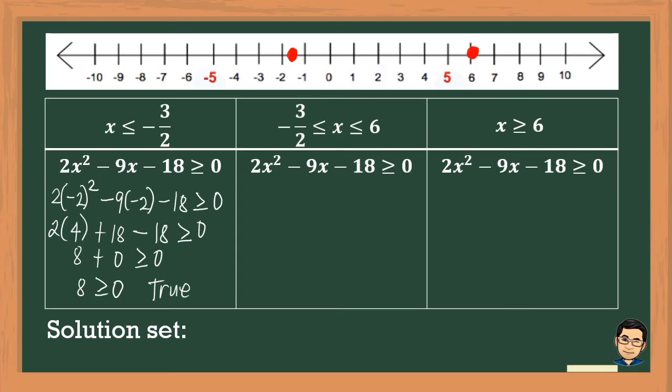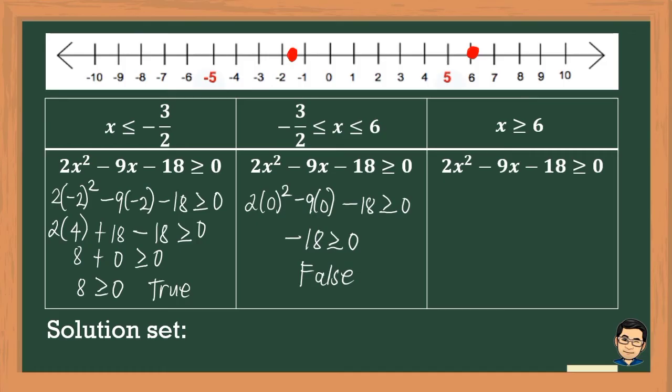Next. Sa pagitan naman ng negative 3 over 2 tsaka 6, nandun yung 0. So, 0 po yung kukunin natin. So, 2 times 0 squared minus 9 times 0 minus 18 is greater than or equal to 0. Again, kapag pinerform po natin yan, any number multiplied by 0, the answer is 0. So, ang matitira na lang po is negative 18 is greater than or equal to 0. So, this is false. Mas mataas po yung 0 kaysa sa negative 18.